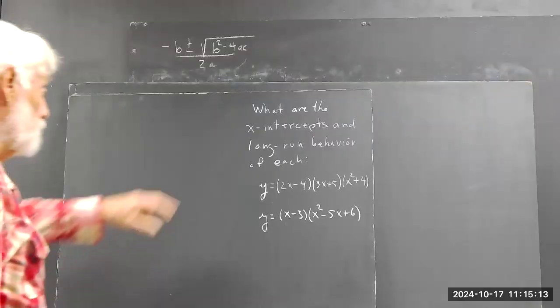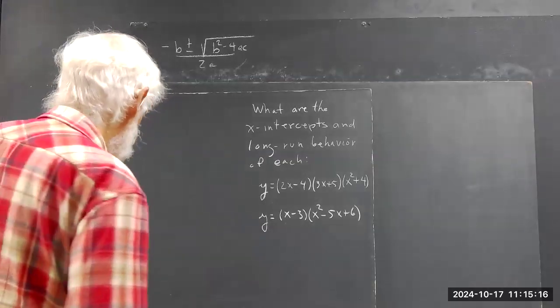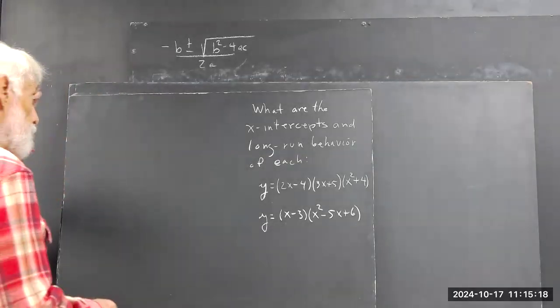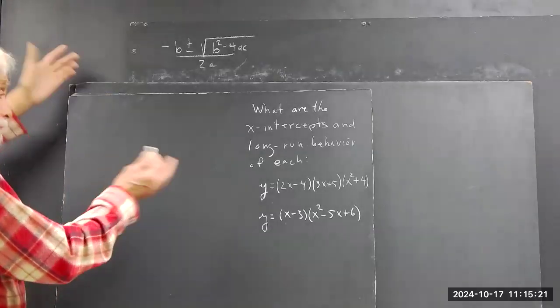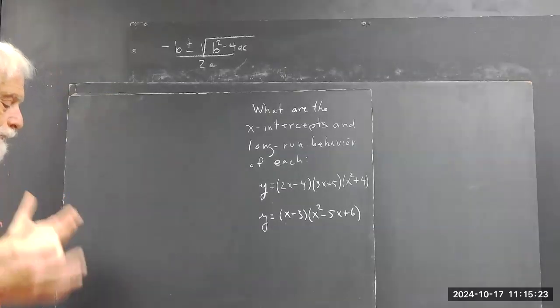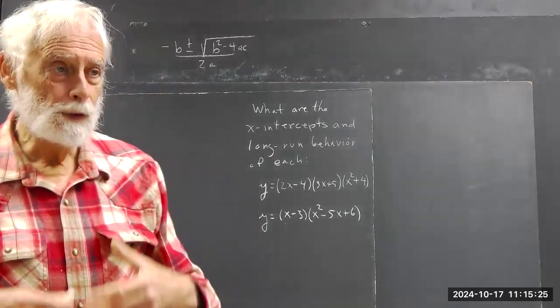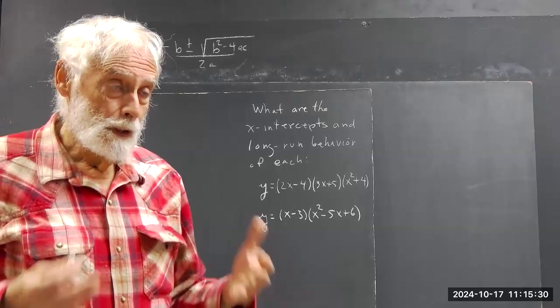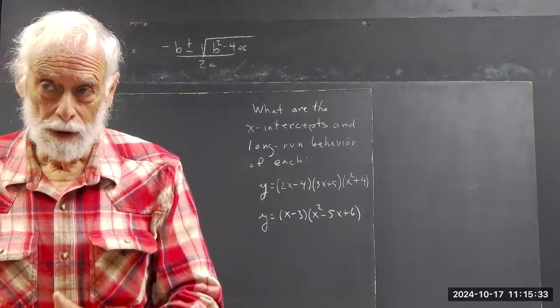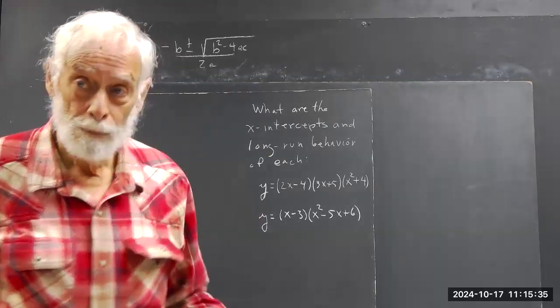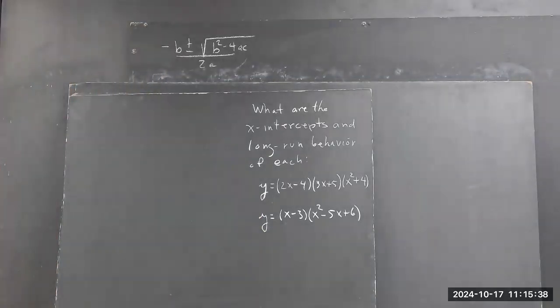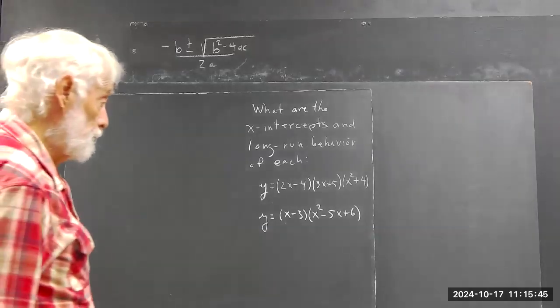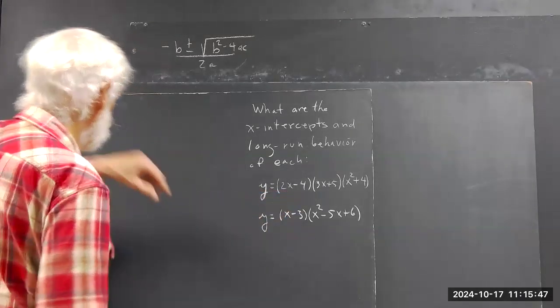Okay, we want to get the x-intercepts and long-run behaviors of each of these polynomials. So the intercepts. Now, I really recommend that you write out things the way I'm writing them out. If you write out the words that I'm writing, or words to the same effect, you're going to retain the information and be able to use it if you encounter something a little bit unfamiliar. So let's start with this one.